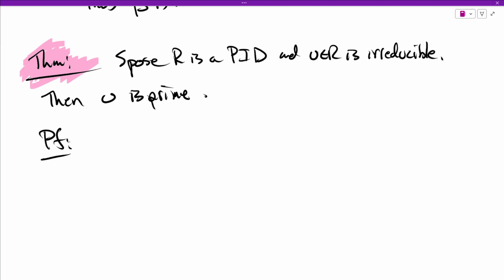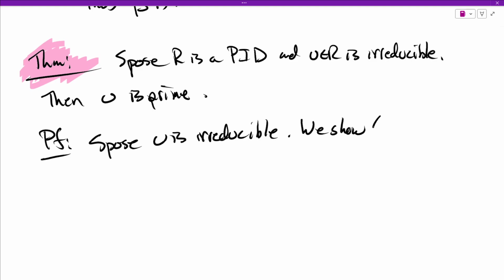So again, prime always implies irreducible in a domain. We saw examples where irreducible elements were not prime. However, in a PID, they are. Proof. Well, suppose U is irreducible. We show that the ideal generated by U is a maximal ideal.